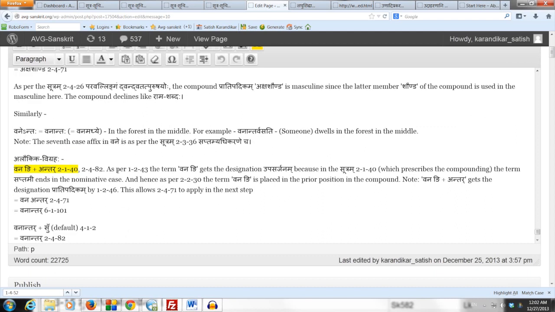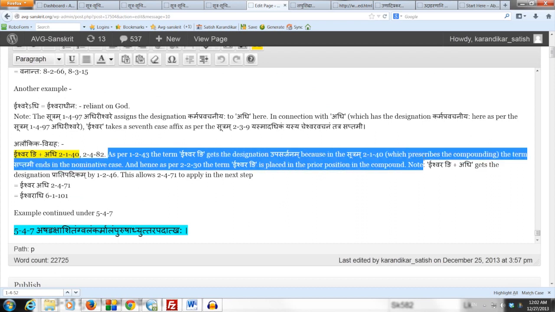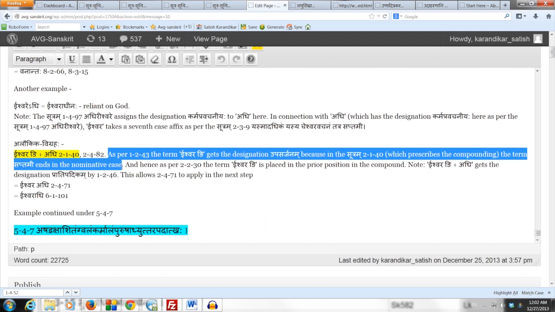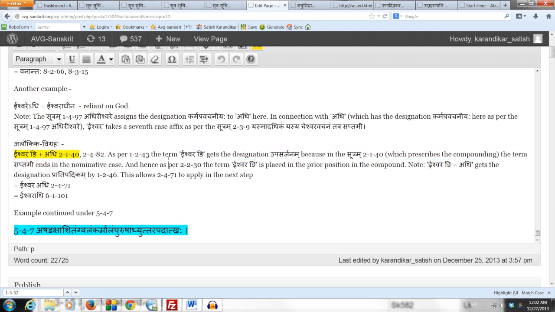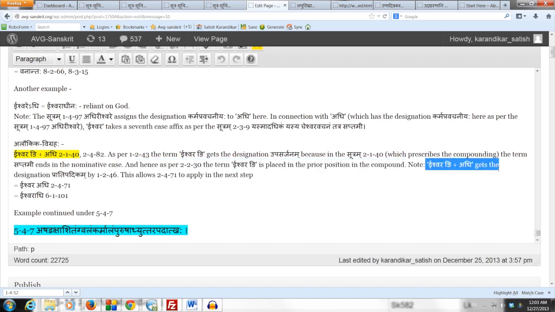Usual steps as per the Sutram 1243 Prathama nirdishtam samasa upasarjanam. The term Ishvara ni gets the designation upasarjanam because in the Sutram 2140, which prescribes the compounding, the term Saptami ends in the nominative case. And hence as per 2230 upasarjanam purvam, the term Ishvara ni is placed in the prior position in the compound. Now Ishvara ni Adhi gets the designation pratipadikam by 1246 krit taddhita samasascha because we have formed a samasaha.